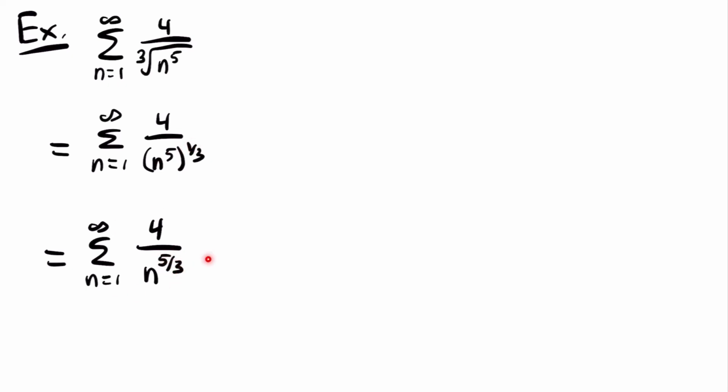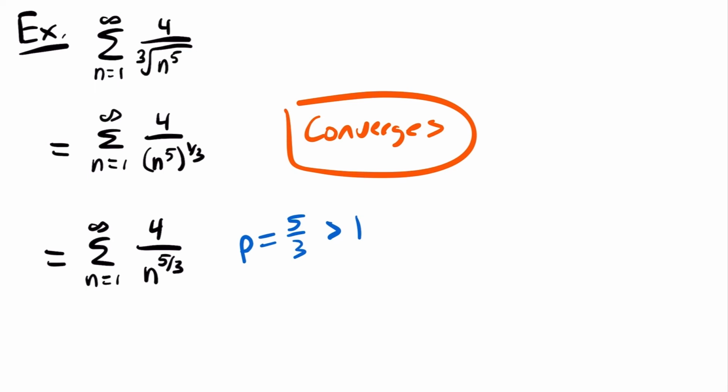All right, and so now we have a p-series where we can see that the value of p is equal to 5/3. And 5/3 is greater than 1, right? 3/3 is equal to 1, and so 5/3 must be greater than 1. All right, and so since the value of p is greater than 1, we know that this p-series converges. Okay, let's take a look at a different example.